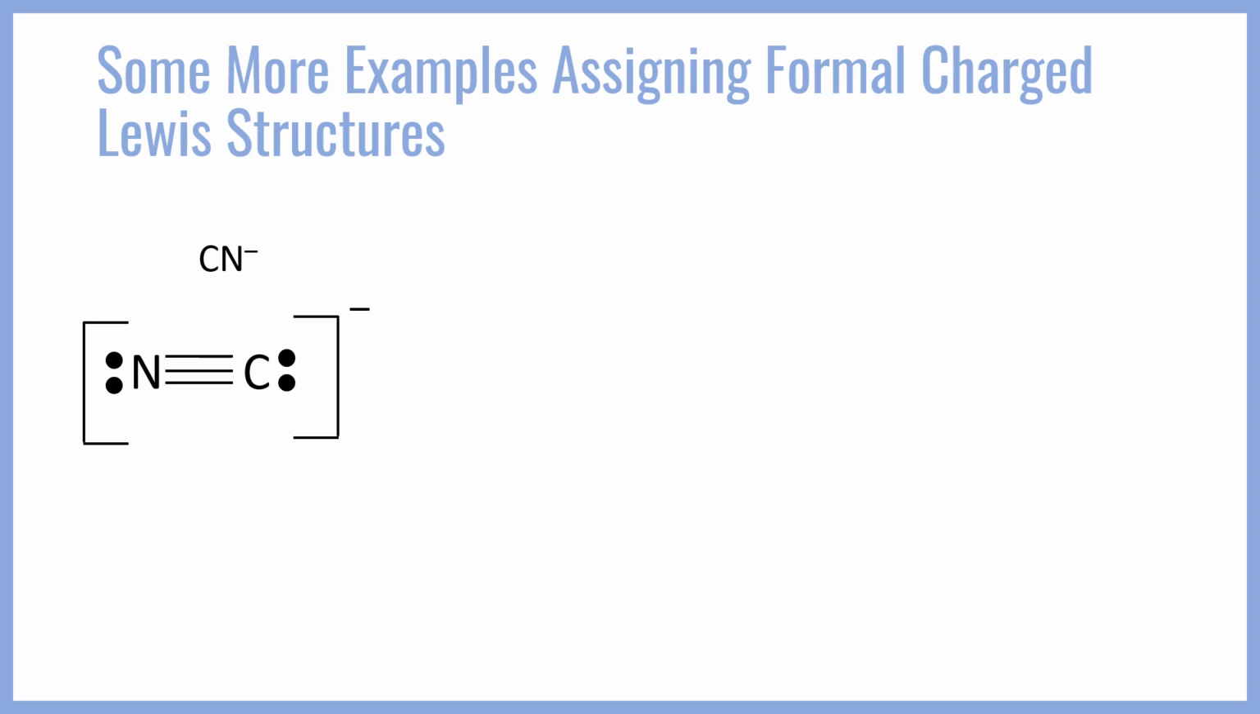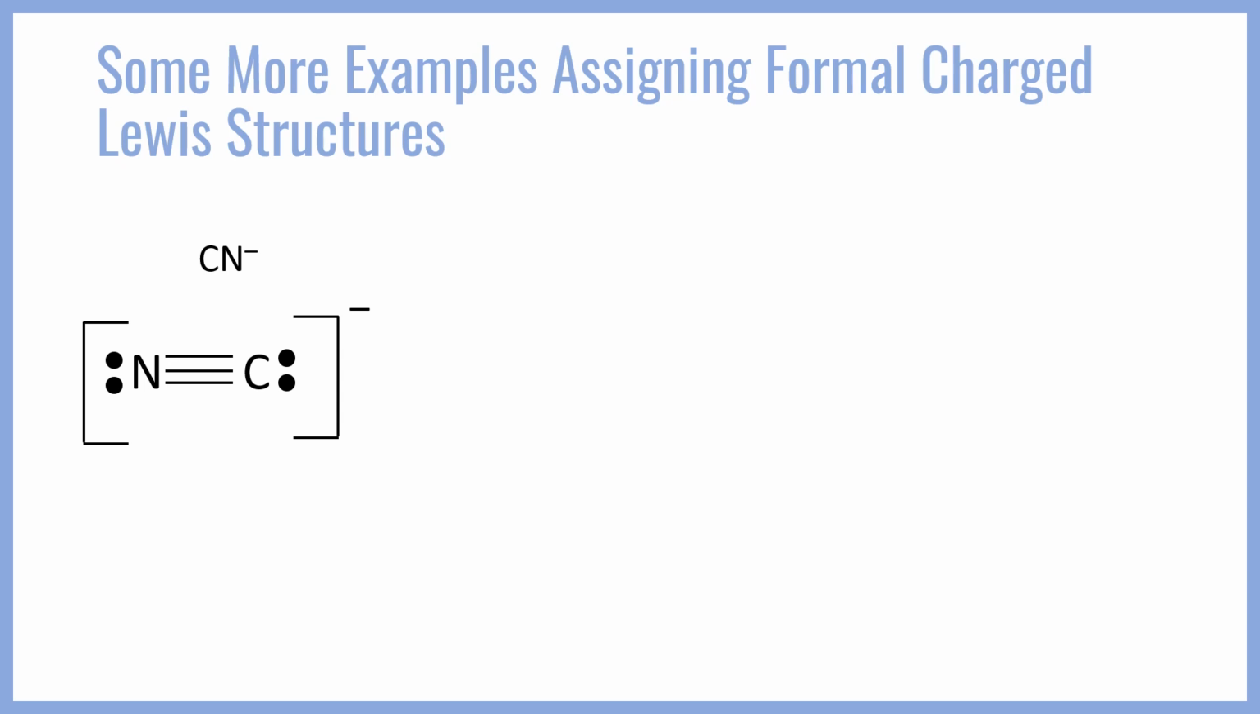In this case, nitrogen normally has 5 valence electrons, and in this Lewis structure, it has been assigned 5 valence electrons as well. 2 from the lone pair and 3 from the bonds, right? Each bond counts as 1 electron, and so 5 minus 5 is going to be 0. And so nitrogen will have 0 formal charge.